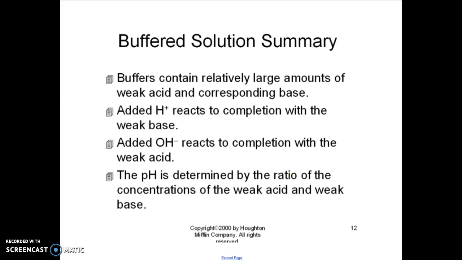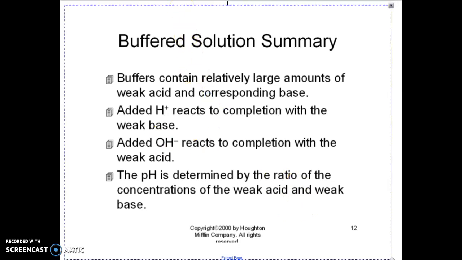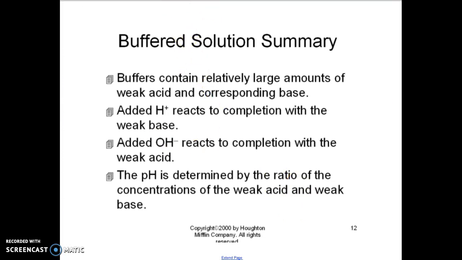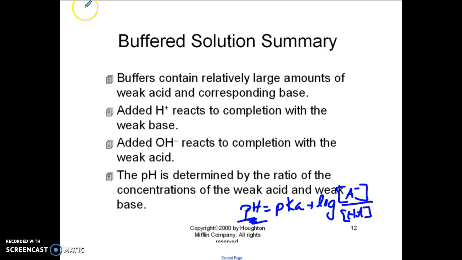And I would just have you remember that when we look at the Henderson-Hasselbalch equation, the pH is equal to the pKa plus the log of the conjugate base over the acid, and of course always weak acid. So when you look at this ratio, the ratio is what determines the overall pH of that solution.